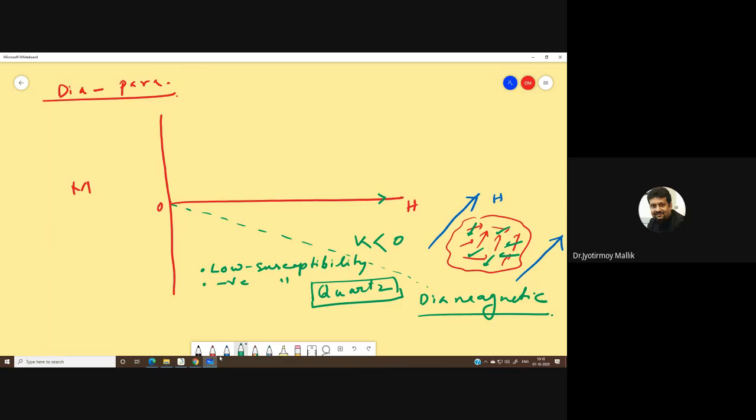Now, what is paramagnetic? Paramagnetic is very similar to diamagnetic. The only difference is that K is positive. If I try to draw it here, these are my randomly oriented magnetic moments.